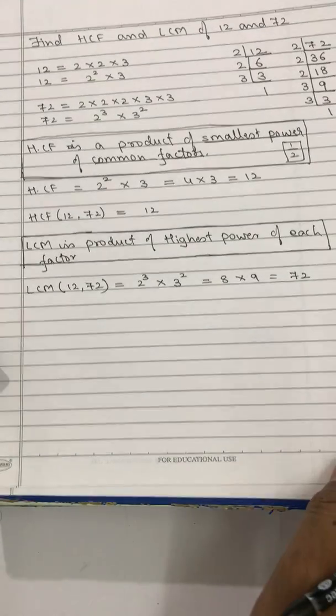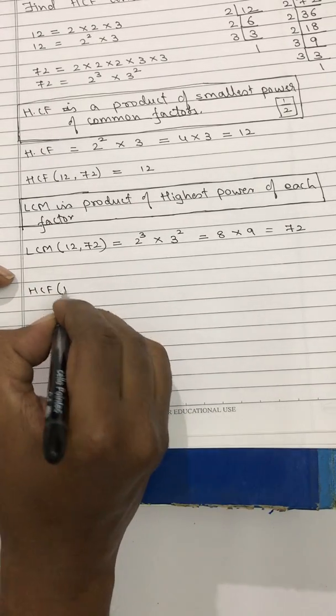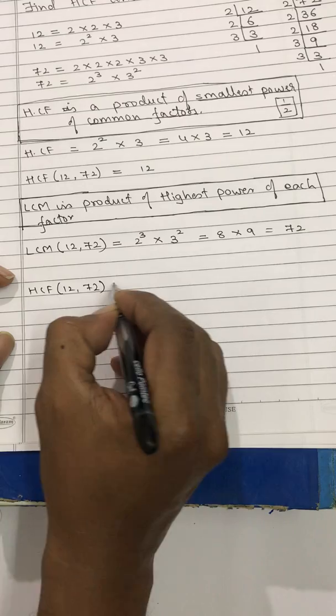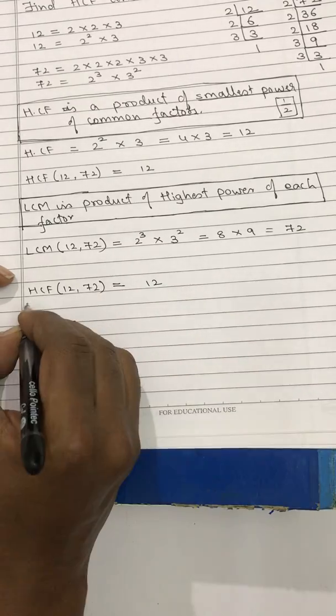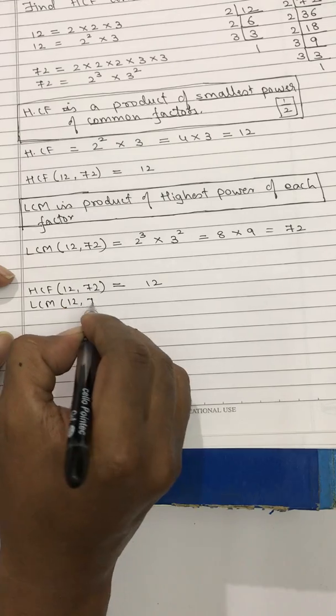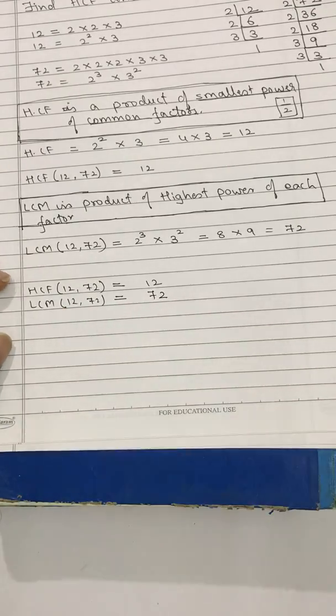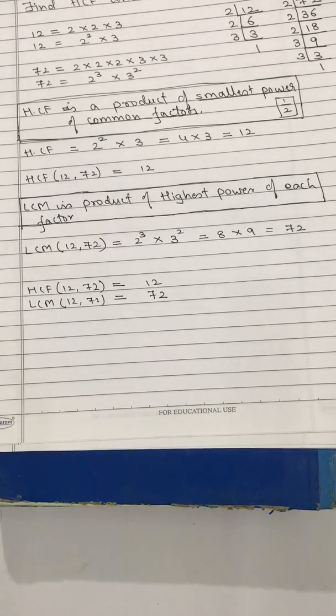So my dear students, you will see over here, HCF of 12 and 72 is equal to 12. LCM of 12 and 72 is equal to 72. So this is one step that we have gone forward: how to find the HCF and LCM of two numbers or more numbers also.